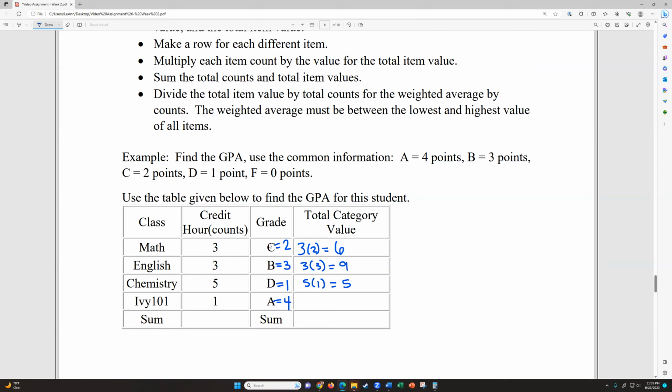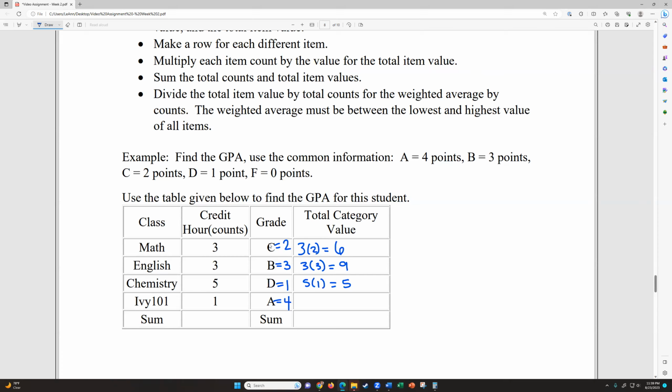Just think about how that would change if they'd made a C. That'd be 5 times 2. They'd have 10 points going towards their total category value. So this one's really going to be the one that harms the most. If your highest credit hour, if you make a bad grade in that, it's going to pull your GPA down a lot worse than if you made like a D in the 1 credit hour class. I don't encourage you to make D's or F's in any of your classes. Try to make C's and better so that everything can transfer. But that's kind of how that works.